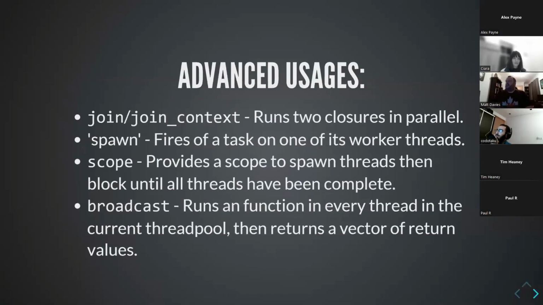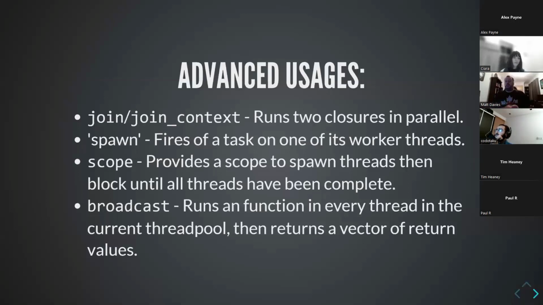And there's lots of advanced usages as well. There's a full-blown thread pool work stealing engine in Rayon. And you can do things like join, where you run two closures in parallel. And when those closures are finished processing, you can then block until they're both done and then continue. You can spawn a task, so essentially, it would just queue it onto one of its worker threads. You can even use scope, which provides a scope to spawn threads.